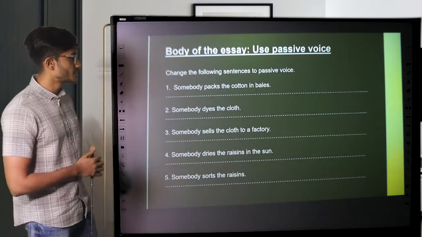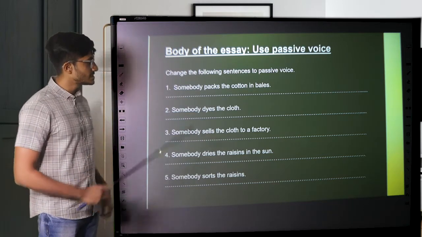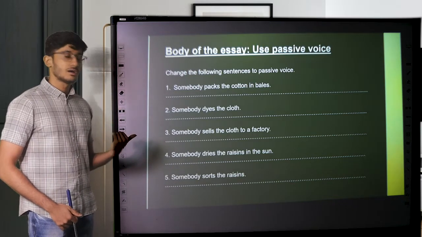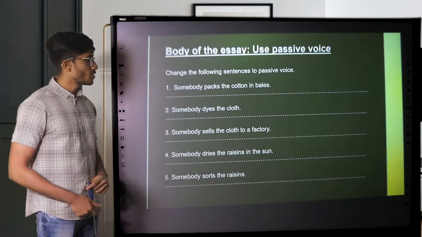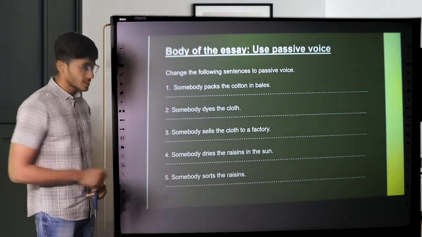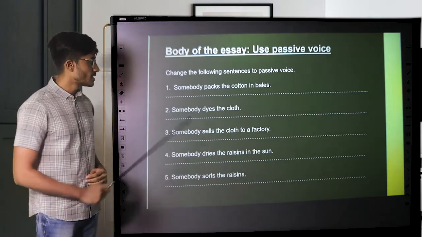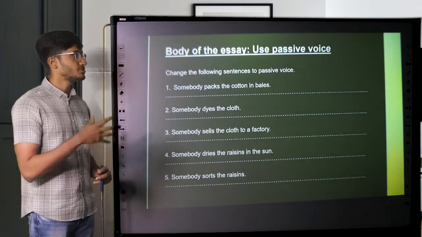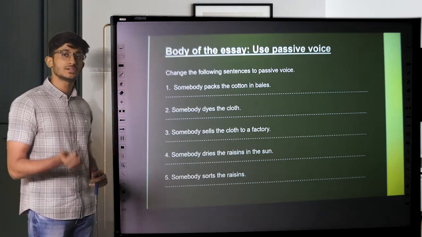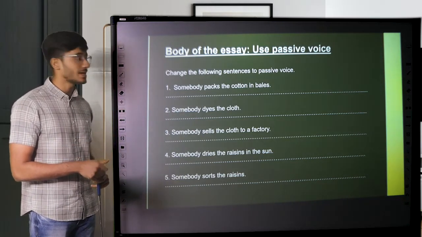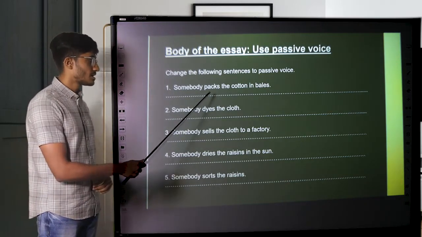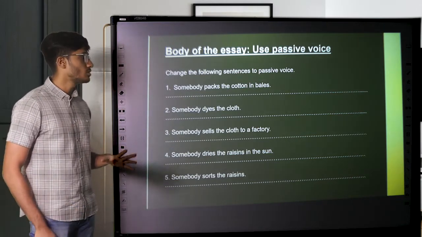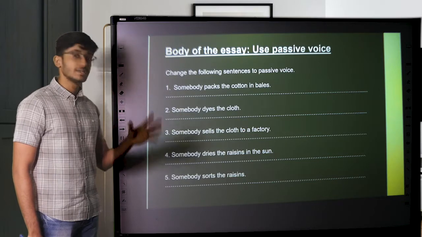So here we have an activity for you where you have to change these sentences into passive voice using the previous tip that I have given you. I'll show you how to do the first one, and you will be doing the rest of the sentences. The first one says that somebody packs the cotton in bales. In order to write it in passive voice, you have to use the past participle of the main verb and the be verb. So packs becomes packed, and the somebody is not going to be here anymore. So cotton is packed in bales.